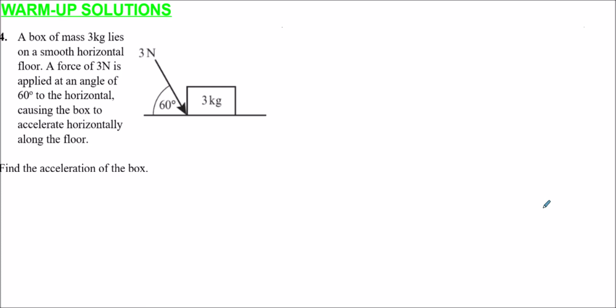We know the mass of the box. We want to work out its acceleration. We know a force acting on the box. We can therefore apply F equals ma. We can apply Newton's second law to this. But first of all, because the box is going to be accelerating horizontally, we only need to concern ourselves with forces acting in a horizontal direction.